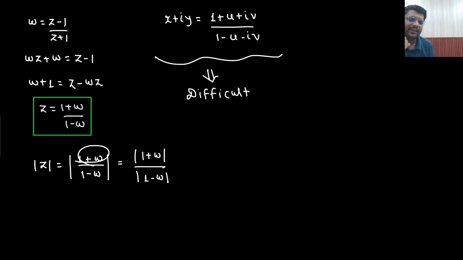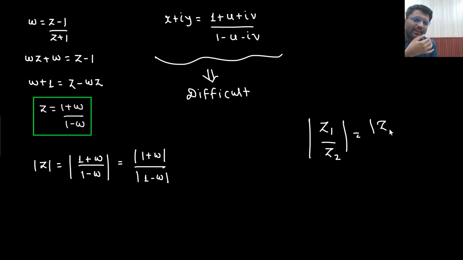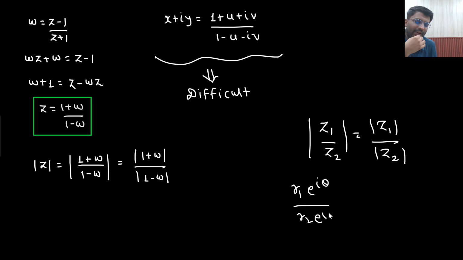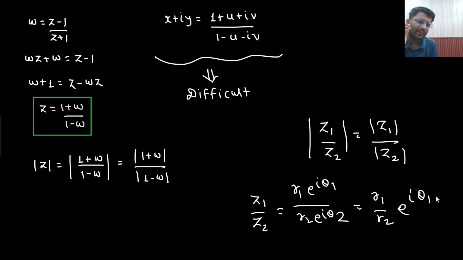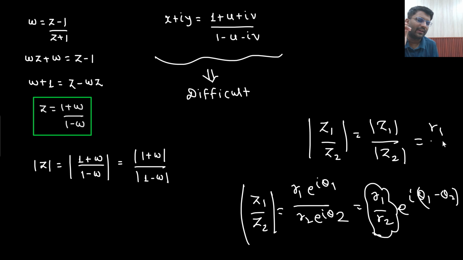Basically they are two complex numbers, Z1 by Z2. If you are taking the magnitude, can I do it like this? Absolutely you can. Why is that so? Let's say Z1 is R1 e to the power iota theta 1 and Z2 is R2 e to the power iota theta 2. So what will be Z1 by Z2? Z1 by Z2 comes out to be R1 by R2 e to the power iota theta 1 minus theta 2. If you talk about the magnitude, it is R1 by R2. What is R1? R1 is the magnitude of Z1. What is R2? R2 is the magnitude of Z2.